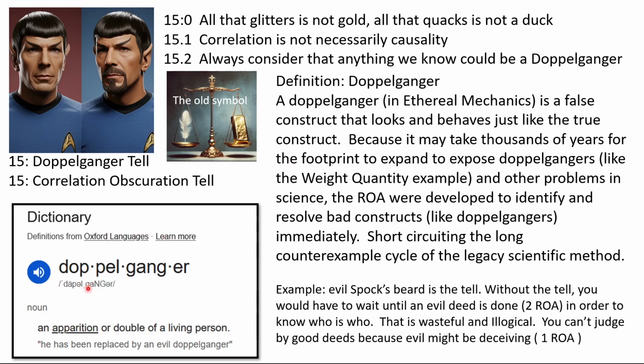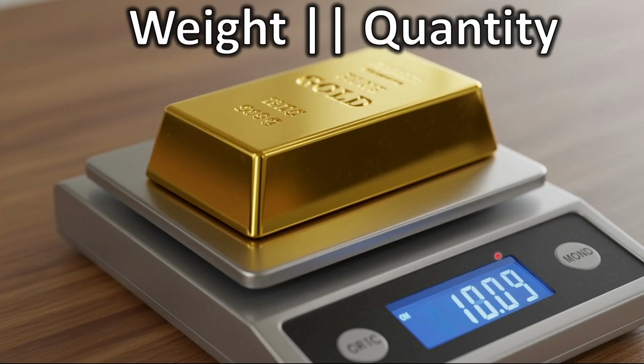Now, this is the official definition of doppelganger from the dictionary. The Ethereal Mechanics definition is a false construct that looks and behaves just like the true construct. This construct could be a model, a field, an equation, whatever. And because it may take thousands of years for the footprint to expand to expose doppelgangers and other problems in science, the rules of acquisition were developed to identify and resolve bad constructs. And because we're doing this immediately, we're short-circuiting the long cycle of counterexamples of the legacy scientific method. So now we can say that weight correlates to, I'm using this symbol to represent correlates to, quantity.